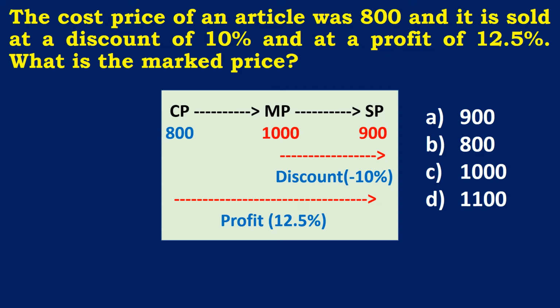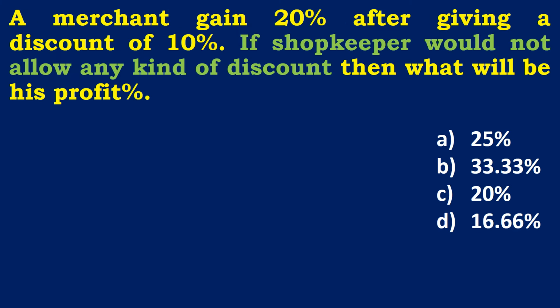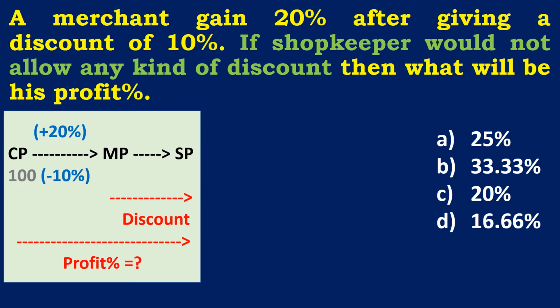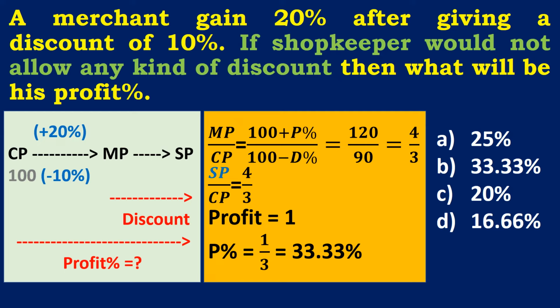Next example. A merchant gained 20% after giving a discount of 10%. If the shopkeeper would not allow any kind of discount, then what will be his profit percent? The ratio of marked price to cost price is equal to the ratio of 100 plus profit percent to 100 minus discount percent. By substituting 20% gain and 10% discount in the equation, the fraction becomes 120 divided by 90, or 4 by 3. According to the information in the question, the shopkeeper would not allow any kind of discount, hence discount is 0. As a result, marked price becomes selling price.